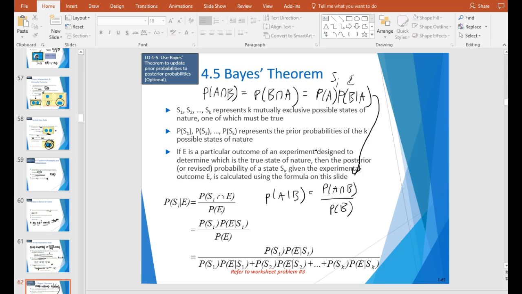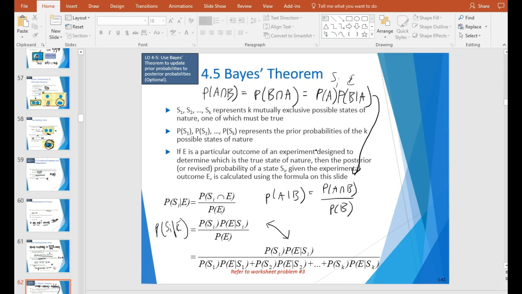So now this whole thing is probability of S sub I given E is equal to the probability of S sub I times the probability of E given S sub I over the probability of E. And then, so we have the top here. The top stays the top, and that's that. And we got that from the multiplication rule.